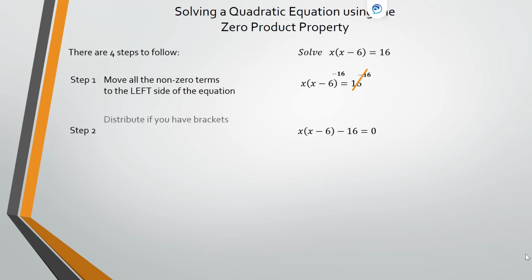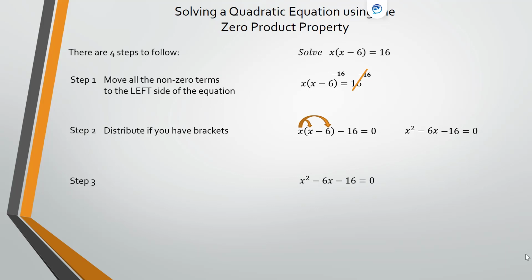Okay, so we've moved all the non-zero terms to the left side. Step 2, distribute any brackets. So we have a bracket to distribute. So let's go x multiplied by x is x squared. X multiplied by minus 6 is minus 6x. Minus 16 is equal to 0. Now we move on to step 3. Step 3, we need to factor the expression that is on the left, x squared minus 6x minus 16. And you can use any of the methods that you've used so far, such as the calculator method, to factor this expression.